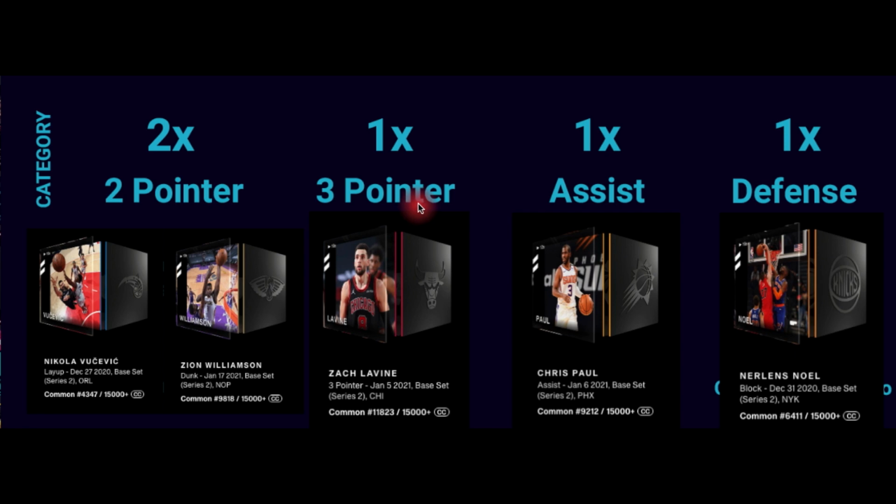So this is what those moments look like when broken down by the Top Shot Fantasy rules. The Nikola Vucevic and Zion Williamson moments are classified as 2-pointers because they are a layup type and dunk type, as you see there. The next thing, Zach LaVine's moment here is classified as a 3-pointer because you see here it's a 3-pointer type moment, and Chris Paul's assist is an assist moment because of that type right there, and Nerlens Noel is defense because he is a block type.